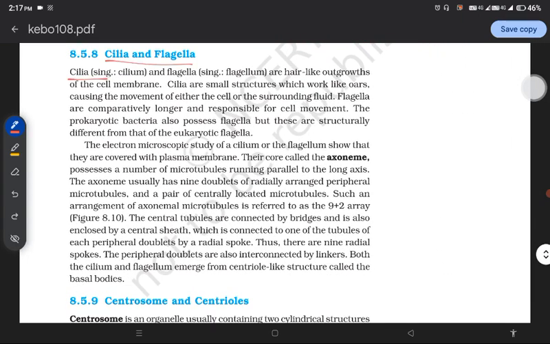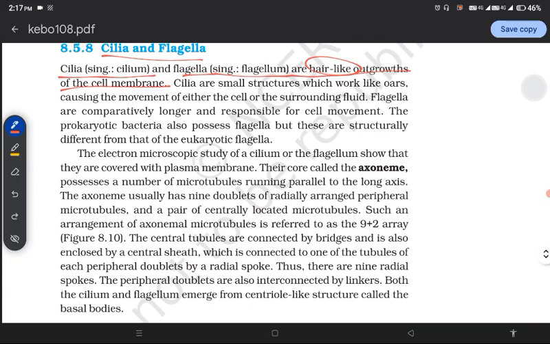Cilia and flagella, cilia singular cilium, flagellum. They are hair-like outgrowths of the cell membrane. Cilia are small structures which work like oars, causing movement of either the cell or the surrounding fluid.